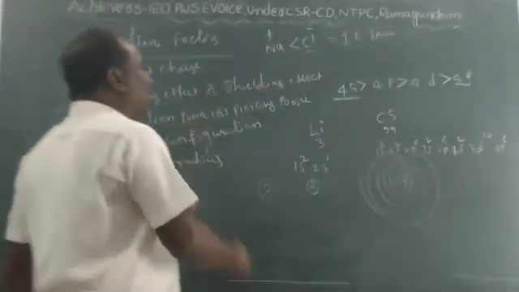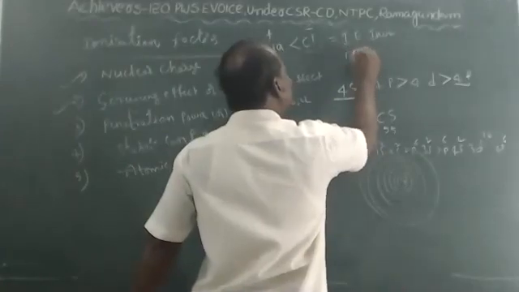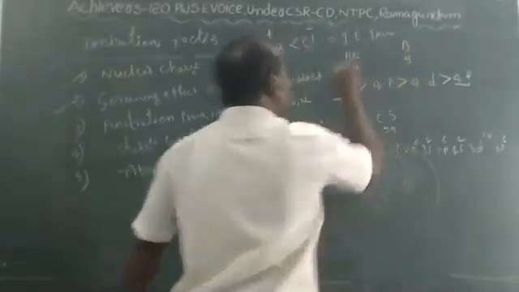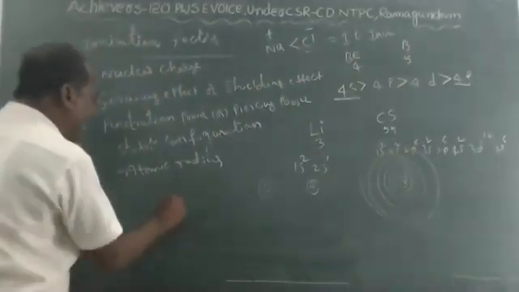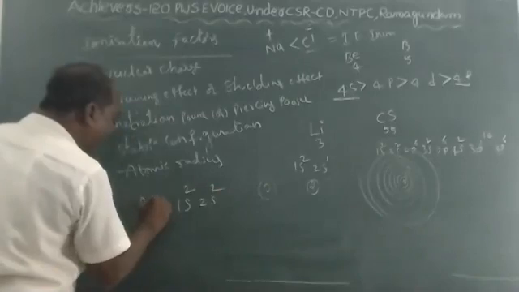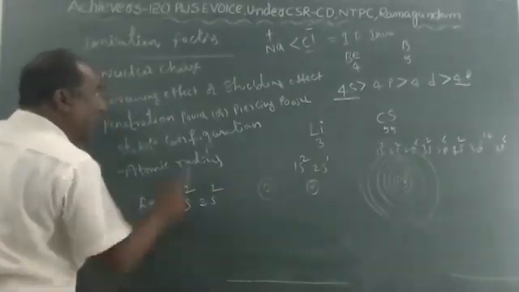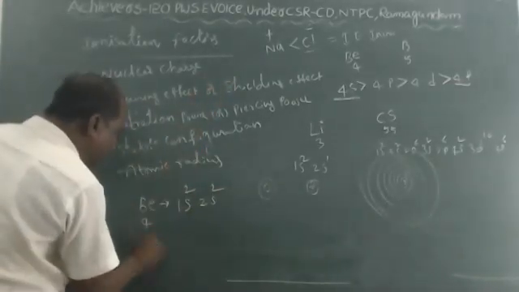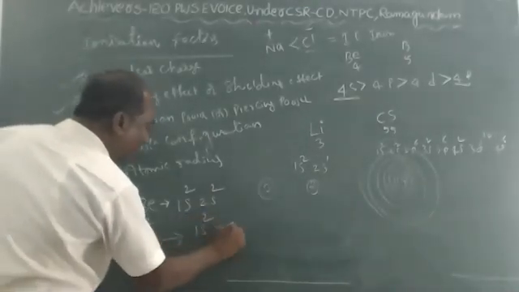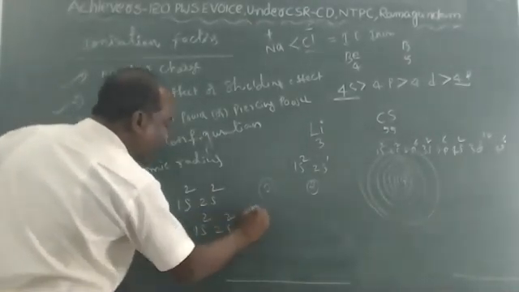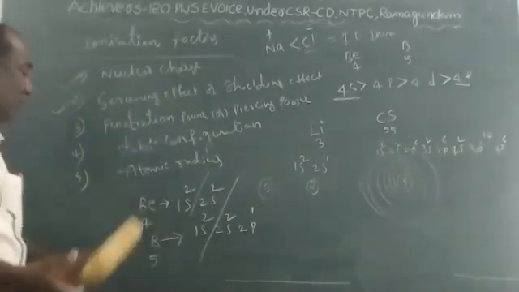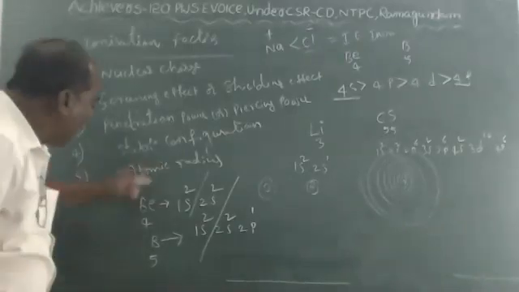Let me see one example here: beryllium and boron. Beryllium atomic number is 4 and electron configuration is 1s2 2s2. Next, let's check boron. Atomic number is 5, electron configuration 1s2 2s2 2p1. This is the outermost electron.